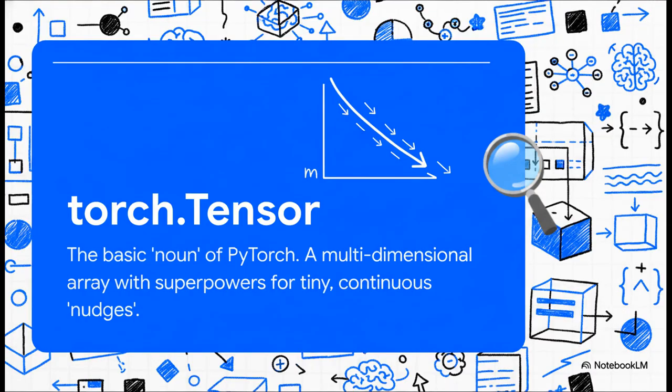Okay, ingredient number 1, the torch.tensor. This is the basic noun of PyTorch. Now, you can think of it as just a multi-dimensional array, but it's got a superpower. Almost all the time, the data inside is a floating point number. And you might be asking, why is that so important? Well, it's because learning is all about making these tiny little continuous nudges to the model's settings, right? You can't nudge a whole number, like 3, just a little bit. But with a float, oh yeah, you can go from 3 to 3.001. That tiny, tiny nudge, that's the whole game.